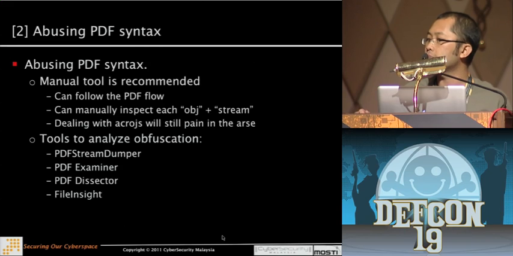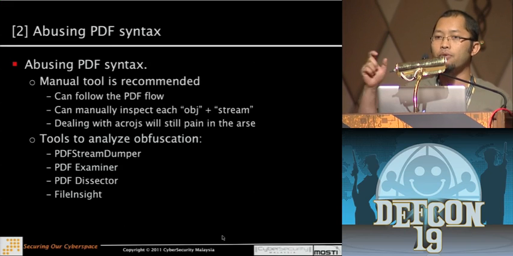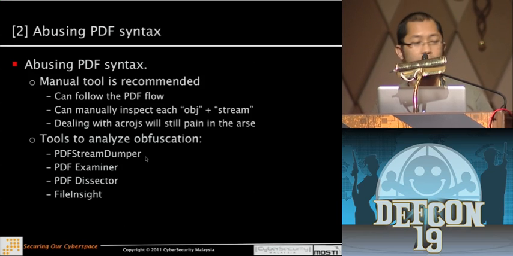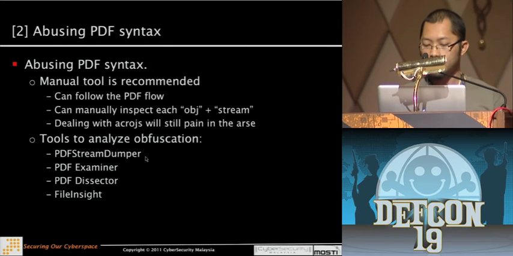A manual tool is something where you don't really process the whole thing. You just grab any object and then display the object, so you can manually trace the components that belong to the object. For example, you can follow the PDF flow. You can manually inspect each object or each stream, so you know where it should end. And dealing with AcroJS is still a pain, I think. A couple of tools that you can play around with: PDF Stream Dumper, PDF Examiner, PDF Dissector, and File Insight.